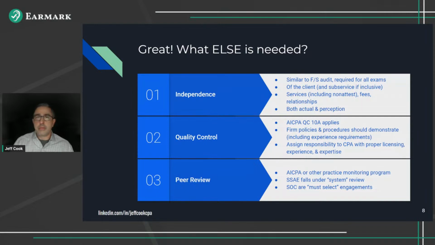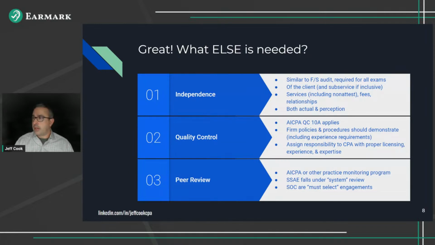Okay, I mentioned independence, similar to a financial statement audit. With SOC, management of the client has responsibility for the SOC report, but ultimately the auditor has to be independent of management in order to audit it, similar to financial statement, right? So for the vendor, you're going to have to think about the scope of the services being performed, including non-attest. Okay, so that's important, right? You can't advise the client on SOC as well as do their audit, similar to financial statement. You can't do consulting and auditing at the same time.